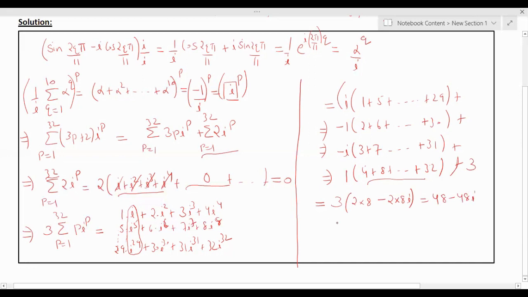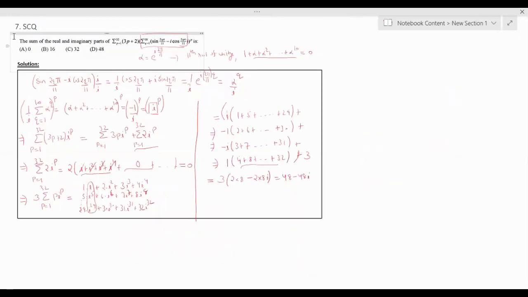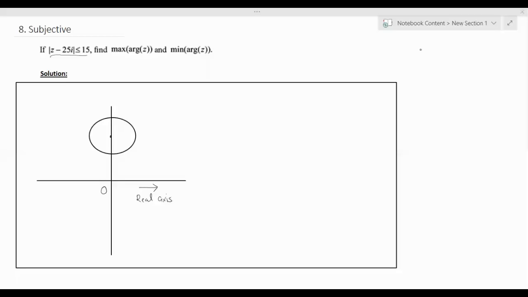See the question that has been asked. He has asked the sum of the real and imaginary part of the term. So the real part is 48 and the imaginary part is minus 48. When you add these two, you should get 0. Okay, let's hope you understood the problem. Again, the same concepts we have used: one is the nth root of unity, and second is the repetition of powers of I, or the higher powers of I. Okay, let's move to the next problem.